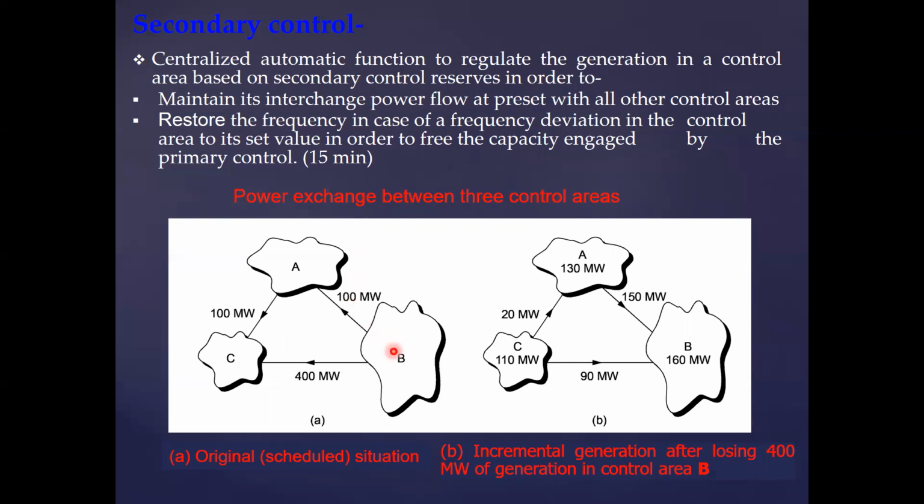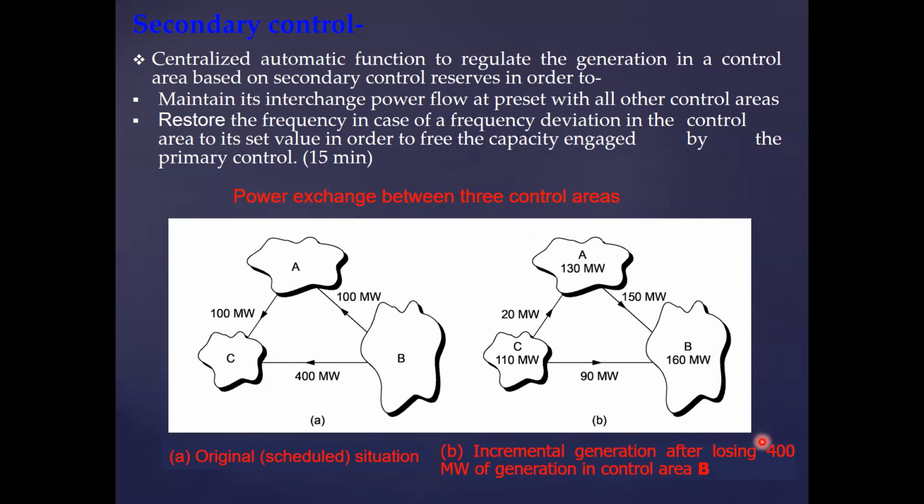So this is just an example as shown here. Let's say you have an original situation. You have control areas A, B, and C, and the scheduled amount of power flow in the tie line that connects A and B, and the direction of the power flow is this one, between A and C, and then between B and C. This is actually an example I have shown, but I have not discussed the calculation part.